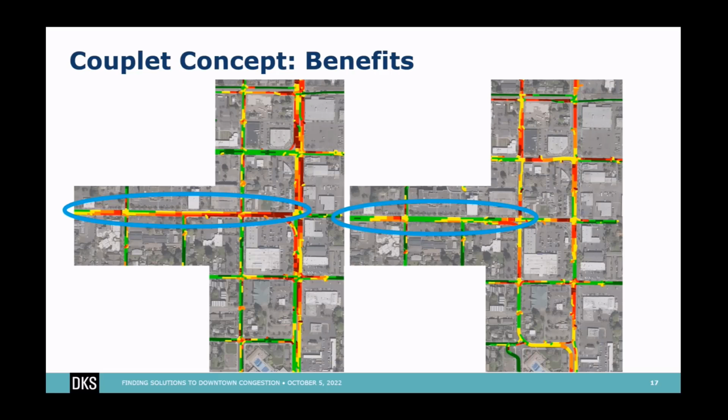So here again is that relative speed plot that I was showing before. We've got the no build on the left-hand side where you see that queue extending back for several blocks past the hospital. And then on the right-hand side, we've got that couplet model, which is showing that significant reduction in queuing and congestion for that approach in particular. Again, because we're simplifying the traffic signal phasing and we're reducing those conflicts.